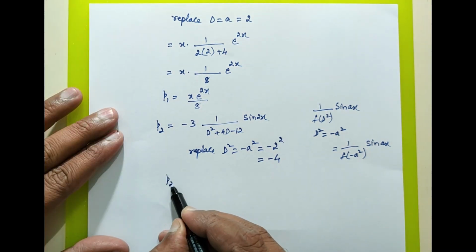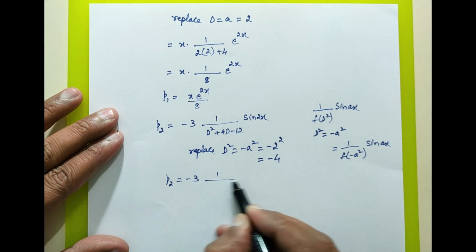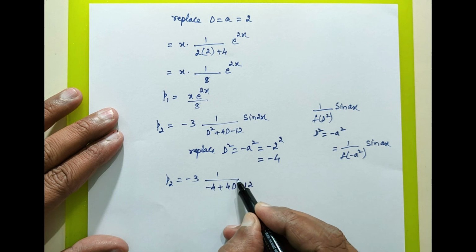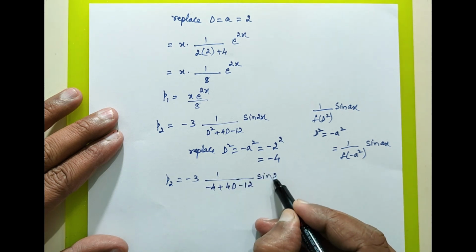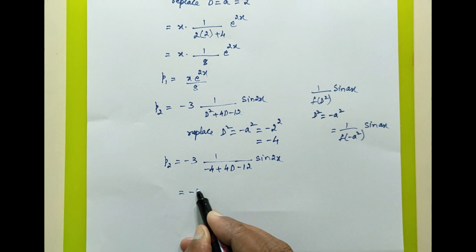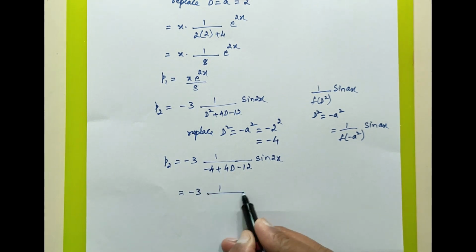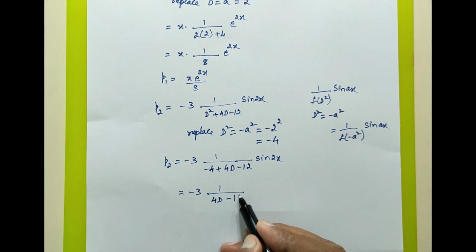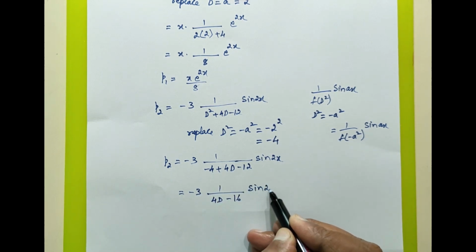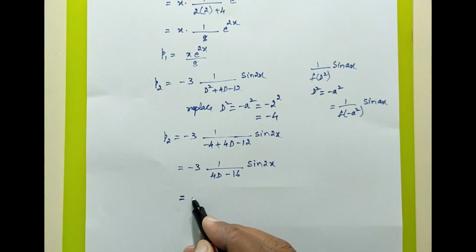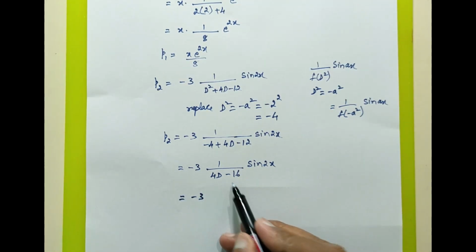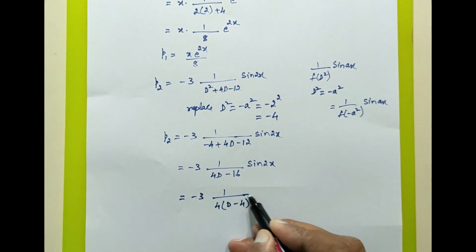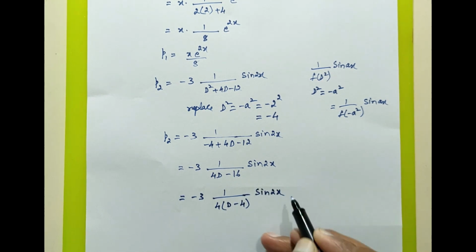So we get p2 to be equal to minus 3 times 1 by minus of 4 plus 4d minus of 12 times sine of 2x. This will be equal to minus 3 times 1 by 4d minus 12 minus 4, which will be minus of 16, into sine of 2x. In the denominator we can see that 4 is common, so I will take 4 common outside. I will get d minus of 4 times sine 2x.